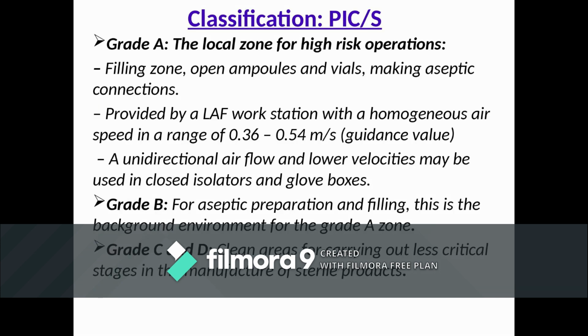So this is the classification according to PICS. Grade A is the local zone for high risk operations, like your filling zone, your open ampoules and vials, making aseptic connections, provided by an LAF workstation with a homogeneous air speed in the range of 0.36 to 0.5, and a unidirectional airflow should be there, and lower velocities may be used in closed isolators and glove boxes. Then grade B, for aseptic preparation and filling, is nothing but the background for the grade A zone. Remember one thing, that in pharmaceutical classification, you cannot go from D to A. You need to go stage wise, grade D, then C, then B, then A. This is the way we create our grade A.